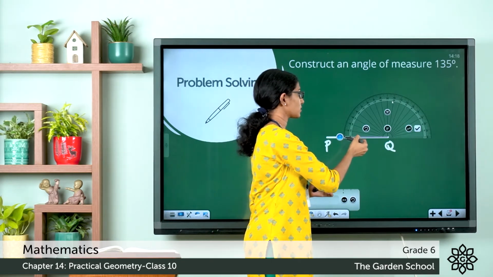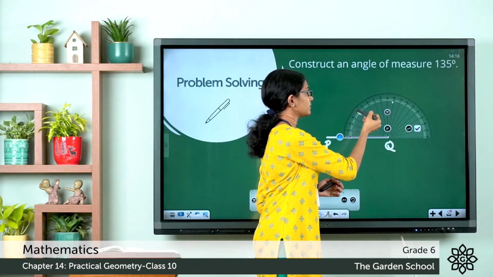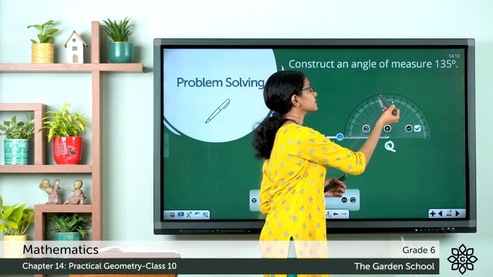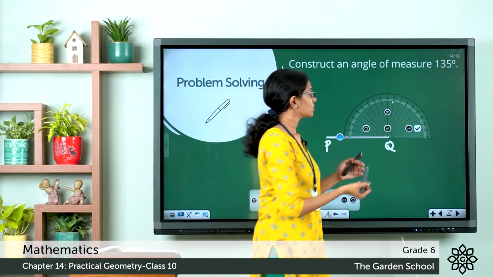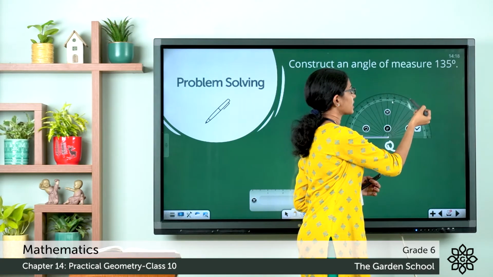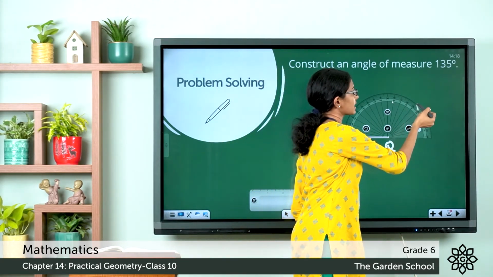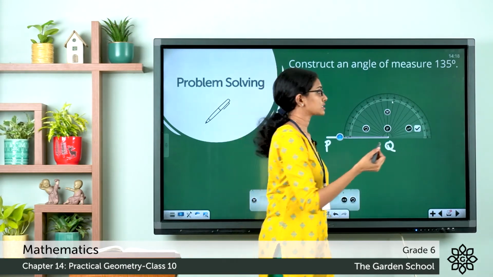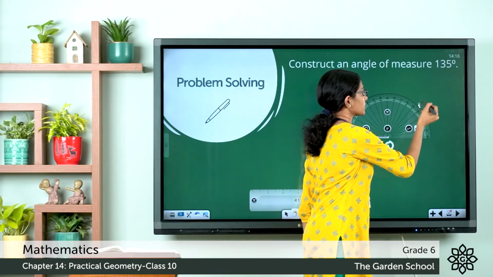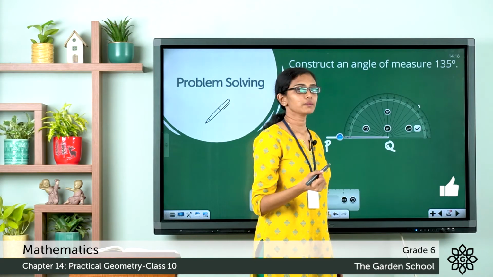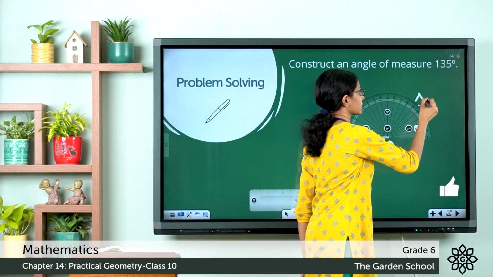So now we are going to start counting the degrees from the outer scale of the protractor from this side. So it is 0, 10, 20, 30, 40, 50, 60, 70, 80, 90. So after that 100, 110, 120, 130, and between 130 and 140 we can see 135. So put a point there. Let this point be point A.